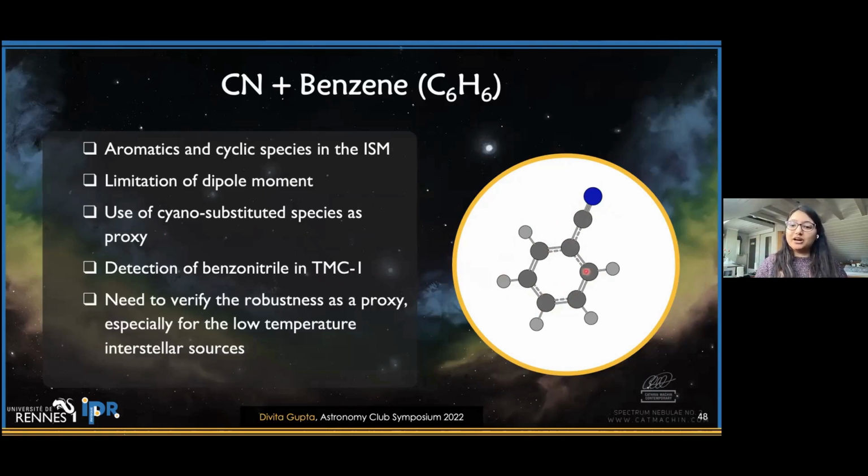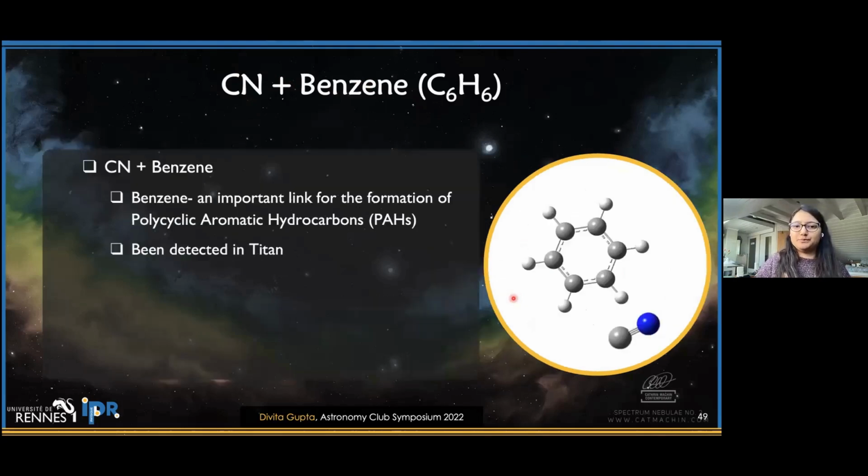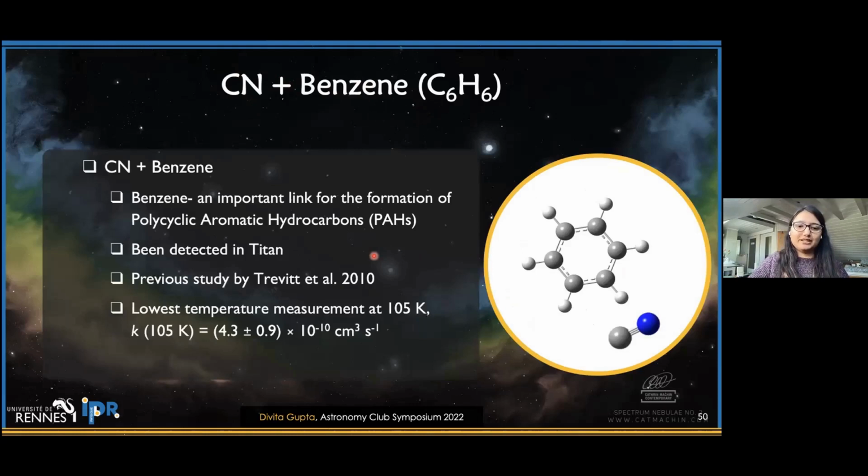However, the idea now is that you can use this abundance to kind of tell how much benzene was there, because you want to say that the CN plus benzene is what is forming this product. So you can use this abundance as a proxy. But this needs to be verified, especially for the low temperature sources. So that's what we did. This species has already been detected in Titan, which is one of Saturn's moons, in its atmosphere as well. So this is quite exciting.